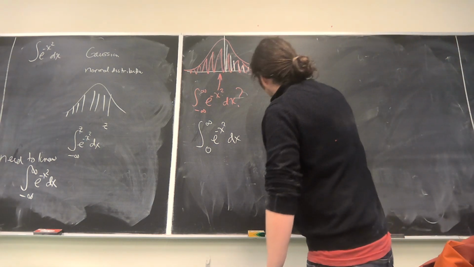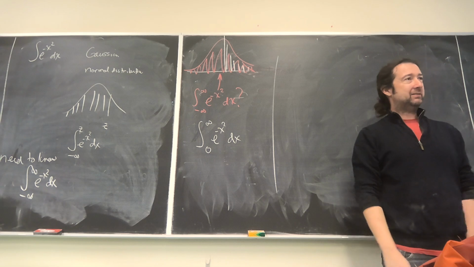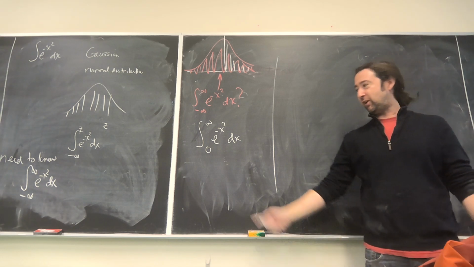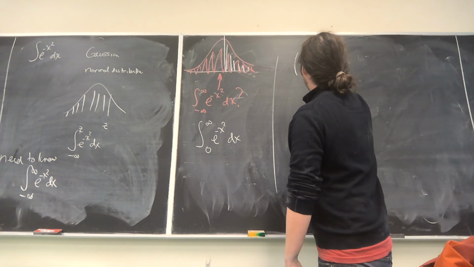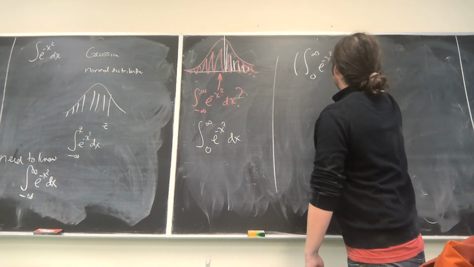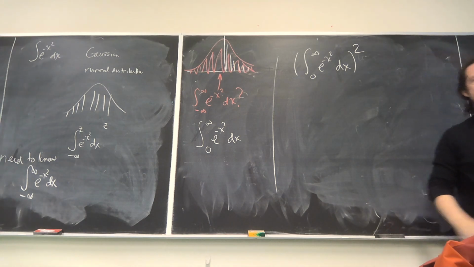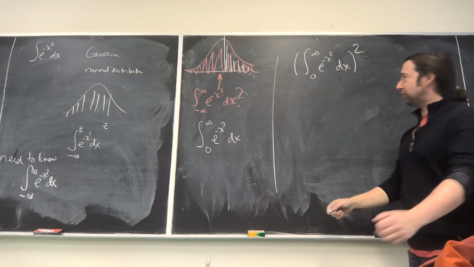Okay, so here's what you do. That's not a solvable problem, so I'm going to square it. I mean, after all, if I can't solve this problem, I also can't solve the square of the problem. So I'm going to take the integral of e to the minus x squared dx, and I'm going to square that number. Whatever number it is, I'm going to square it. You might think, why on earth would you do that?